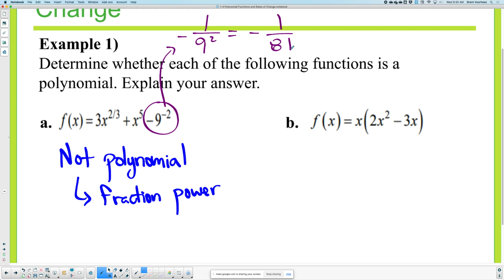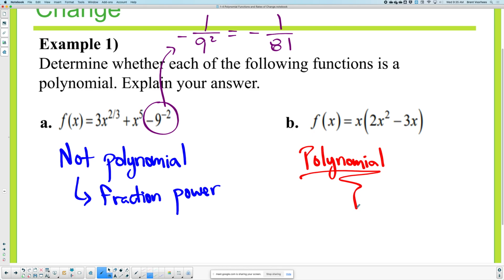Yep, we're just determining if it's polynomial or not. What about part B? What do you think? Polynomial, not polynomial? This is polynomial. Why is it polynomial? It doesn't break any rules. It has no fraction power. Okay, you don't see any fraction powers? No. Do you see any negative powers?